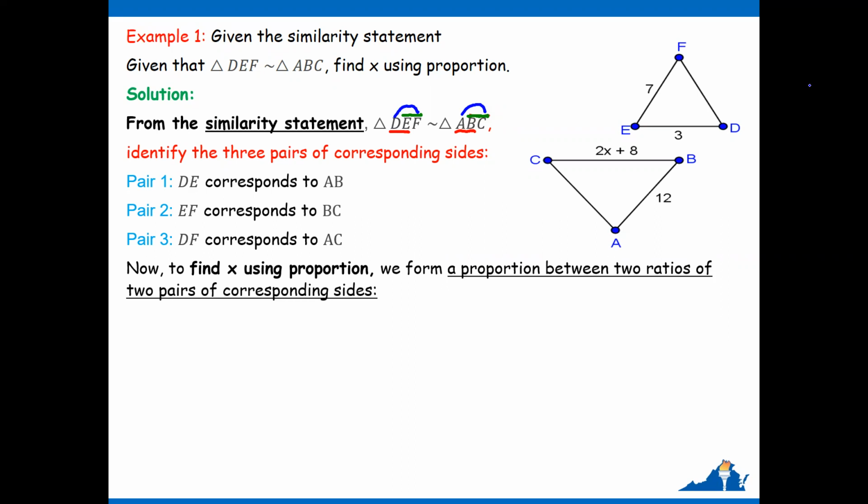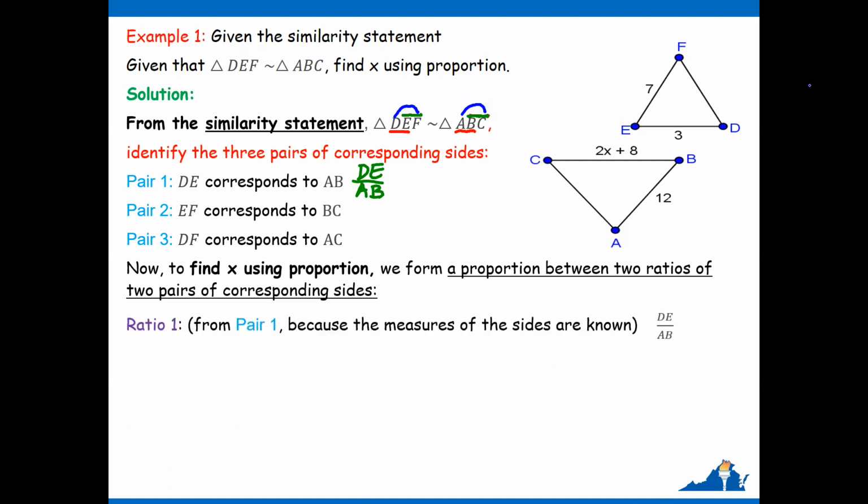Because from each pair, we come up with a ratio. Like in pair number 1, for example, the ratio is DE over AB. So you can get the other ratios for pair number 2 and pair number 3 in the same way. We choose the two pairs depending on what we want to achieve. So as our first ratio, we are going to take it from pair number 1.